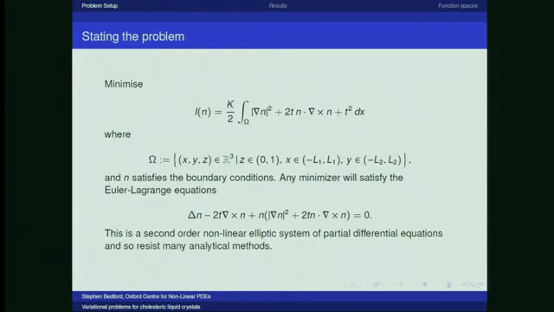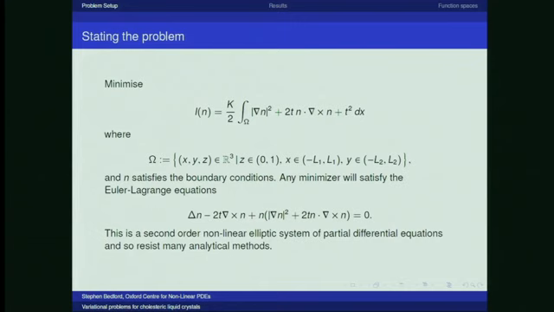So now that the problem's all set up, the mathematical analysis can begin. The first thing you go to is the Euler-Lagrange equations, but they're inherently very difficult because they're a second-order nonlinear elliptic system of PDEs, and it's almost impossible to solve these things in general. So this here is the Lagrange multiplier from the fact that n is a unit vector.